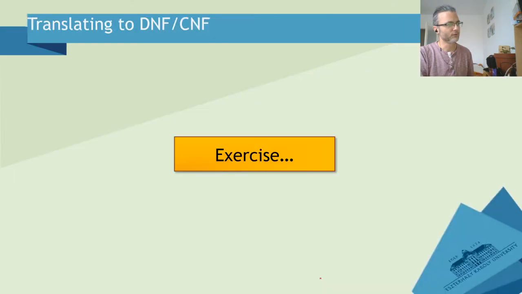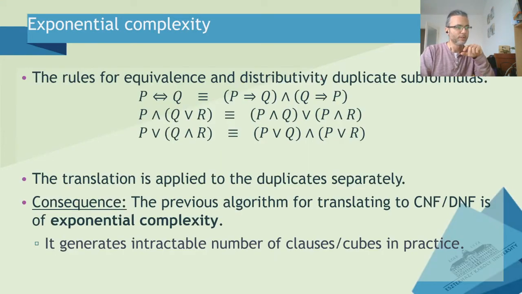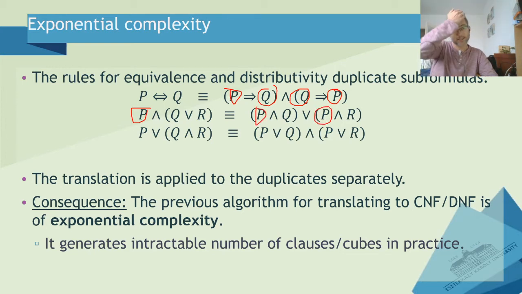And this is due to laws like distributivity and also the rule for equivalence. Here, if you look at those rules, you might notice that basically they duplicate certain parts of the formula. For example, P equivalent with Q duplicates both P and Q, right? So you have to write them twice. Speaking of distributivity, it duplicates P. So this makes the previous algorithm really ugly and exponential.